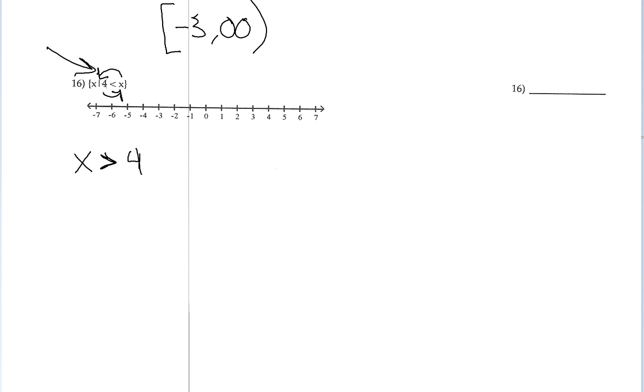X is greater than 4. So if x is greater than 4, here's 4. All of them greater than, going to the right. And at the 4, I'm going to put a parenthesis. And there you go. So I've got parenthesis, 4, comma, infinity, and parenthesis again. All right, that was number 16.